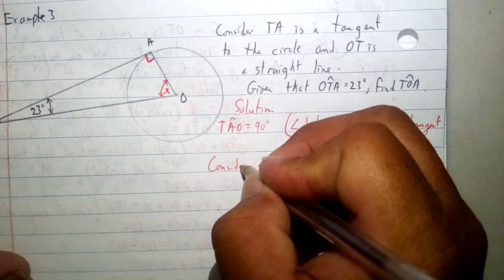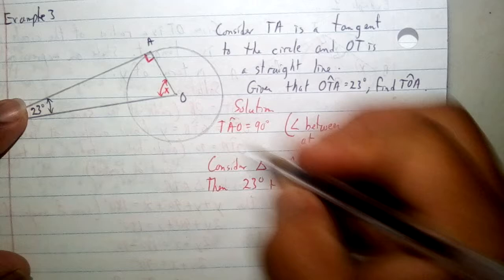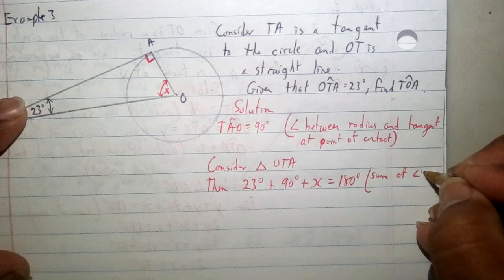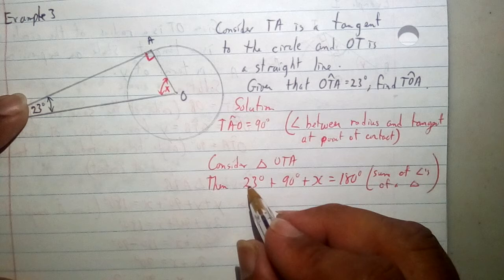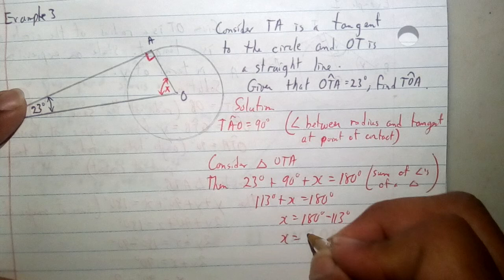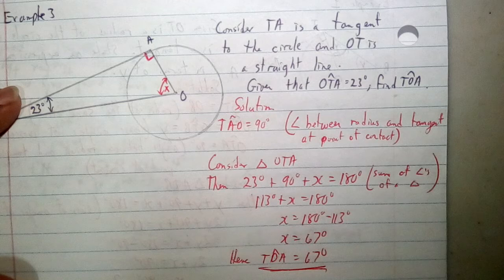So consider now triangle OTA. We're going to consider this triangle now. Then 23 degrees plus 90 degrees plus the x, which is the unknown, equals 180 degrees. Why is that? It is the sum of angles of a triangle. That's by rule. Therefore, 23 plus 90 gives us 113 degrees, plus x equals 180 degrees. x is then equal to 180 take away 113. x is equal then to 67 degrees. Hence, TOA equals 67 degrees. And we finish with that problem right there. So that's the third example.